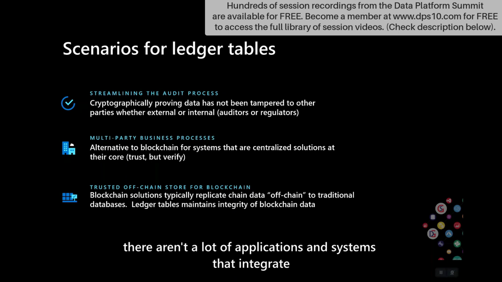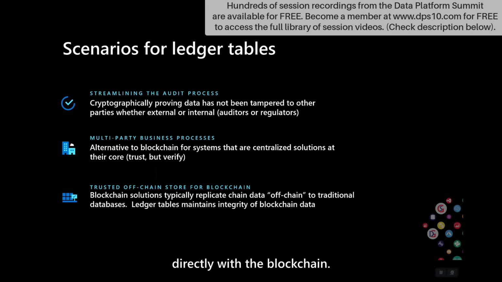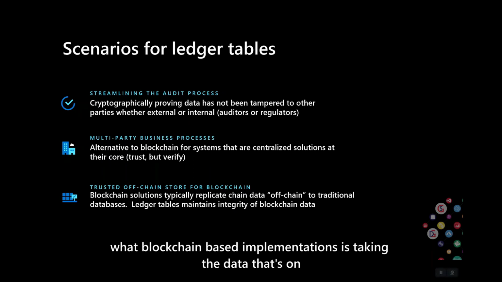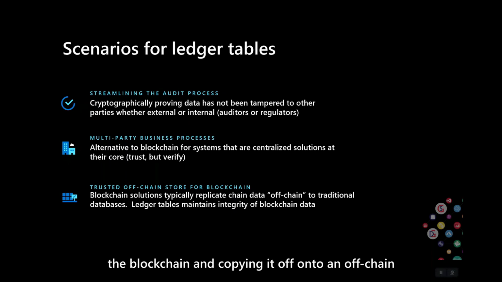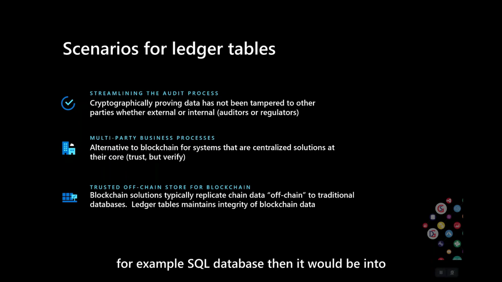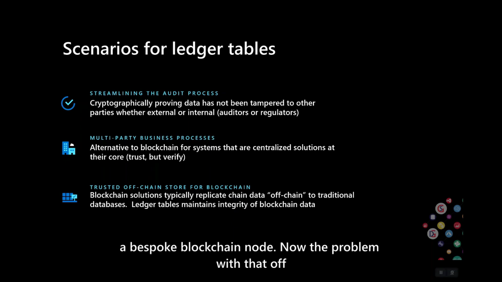There aren't a lot of applications and systems that integrate directly with the blockchain. So a pattern that we saw and continue to see with blockchain-based implementations is taking the data that's on the blockchain and copying it off onto an off-chain store, such as a database. Then you're able to plug in the tools and development components that already exist today, such as Power BI, all the analytics services that exist. It's a much more mature ecosystem to integrate with, for example, SQL Database than it would be into a bespoke blockchain node.